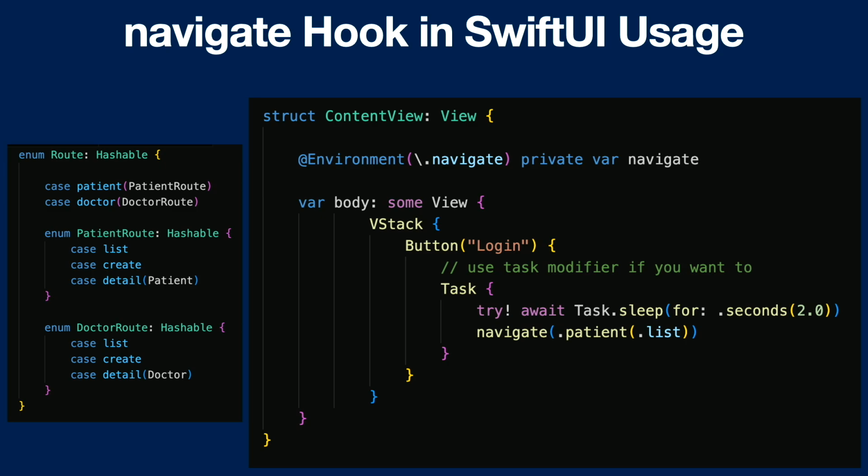On the left side, you can see an enum, and that is kind of like a nested enum. So you can even go to patient or doctor, but you can say, I'm going to go to the patient, but list patient. And I want to go to the doctor, but to create a doctor. So over here, navigate, patient, list. So nice, so simple. Right over there, environment, navigate, and it's basically exactly like React.